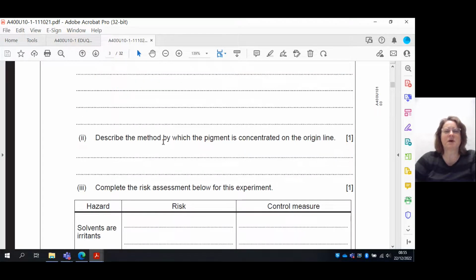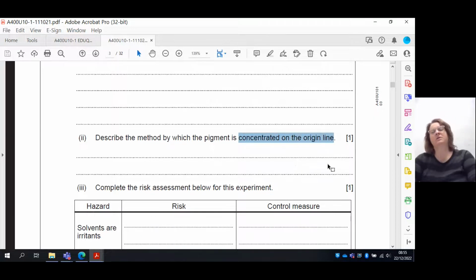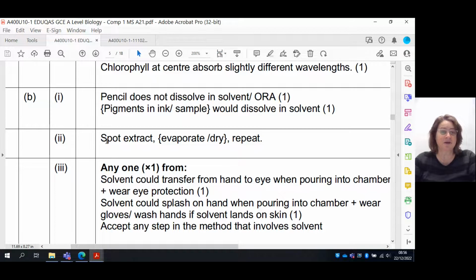The method by which the pigment is concentrated on the origin line. When we did the practical, I told you that whole thing will be relatively pale unless we get another drop dried out, another drop dried out, another drop dried out, to increase the local concentration in that spot. And that is what would have needed to go there. Spot it, extract it, dry it, repeat.